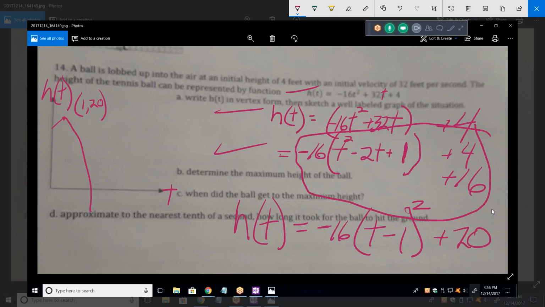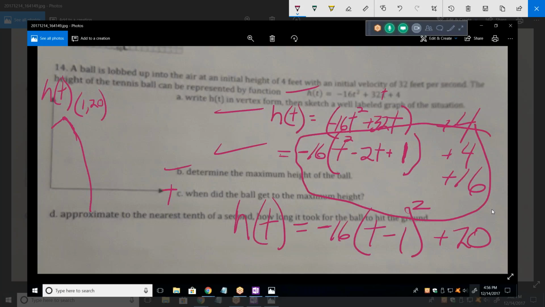Now, it doesn't say if the ball was lobbed straight up into the air. The way I've drawn it, it looks like it has a little bit of curvature to it. It doesn't actually matter, believe it or not. In other words, I know how high the ball is going to get at its peak. In other words, the answer to B. What's the maximum height of the ball? 20 feet.